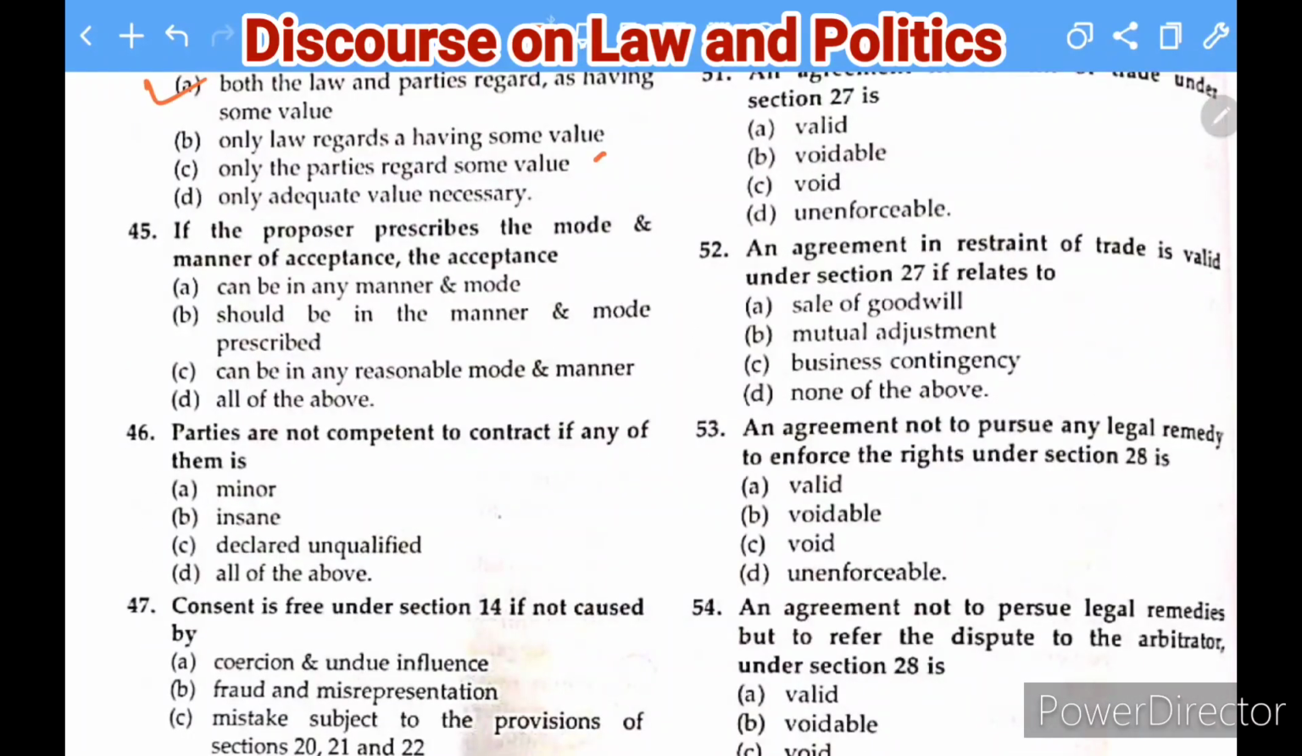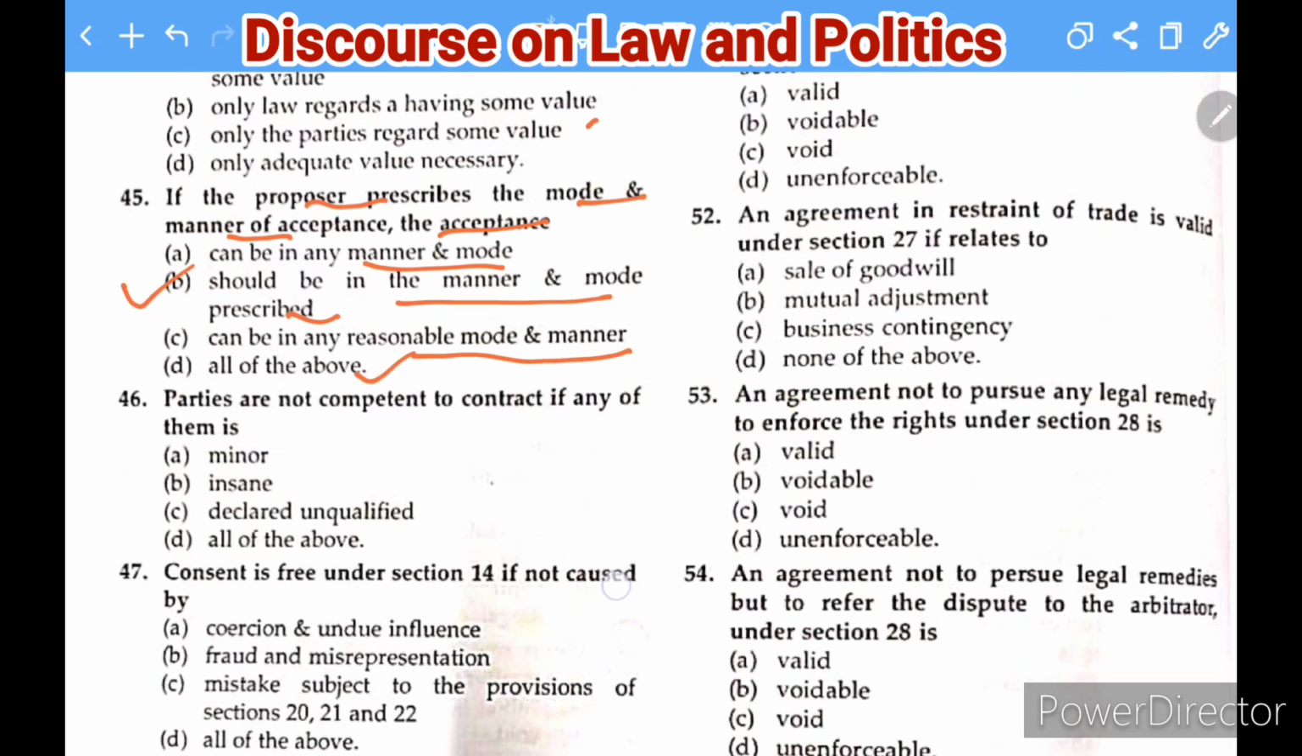Moving to the next question, if the proposer prescribes the mode and manner of the acceptance, so whether the acceptance should be accepted in any manner or mode, should be in the manner and mode prescribed, can be in any reasonable mode and manner, or all of the above. So just give your answer. Yes, it should be in the manner and mode as prescribed by the proposer.